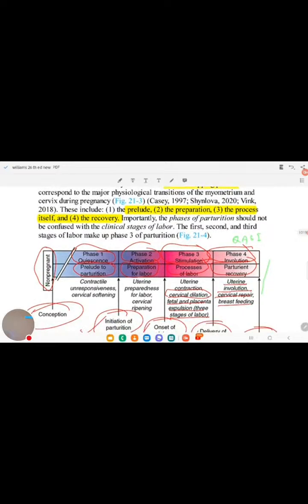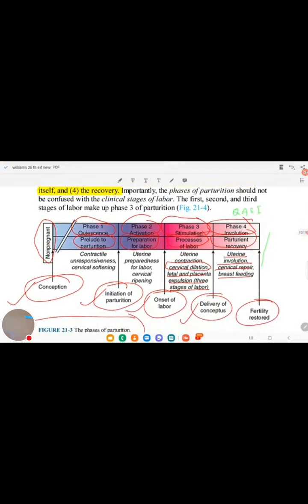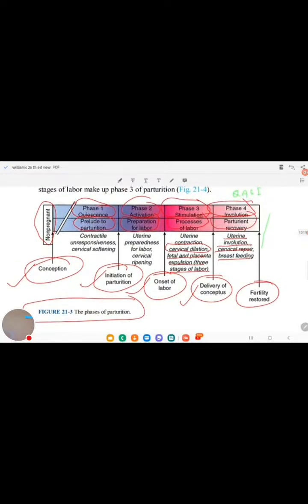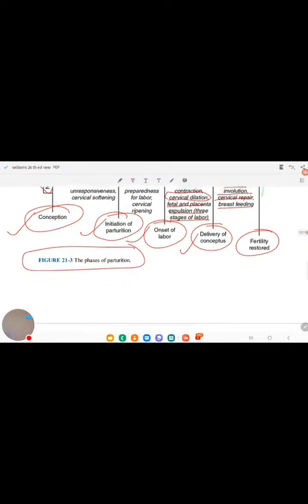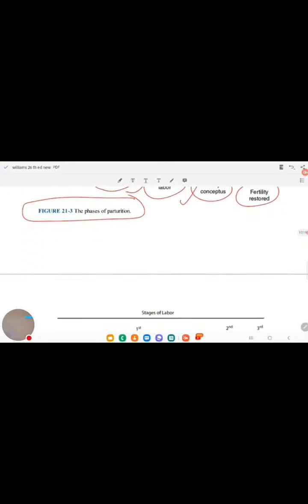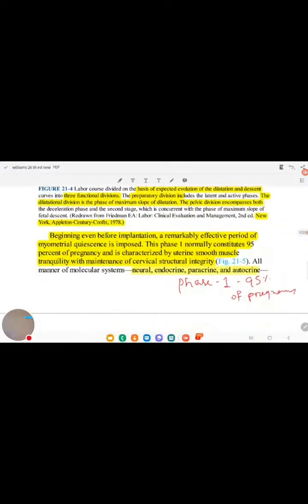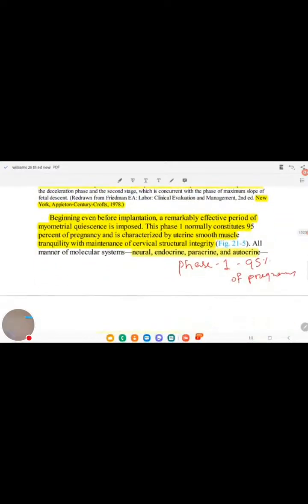Importantly, the phases of parturition should not be confused with the clinical stages of labor. The first, second, and third stages make up phase 3 of parturition. All of phase 3, the process of labor, initiation and stimulation of labor, is in phase 3. All 3 stages are in phase 3 of parturition. The beginning of the event, before implantation, is the period of myometrial quiescence.